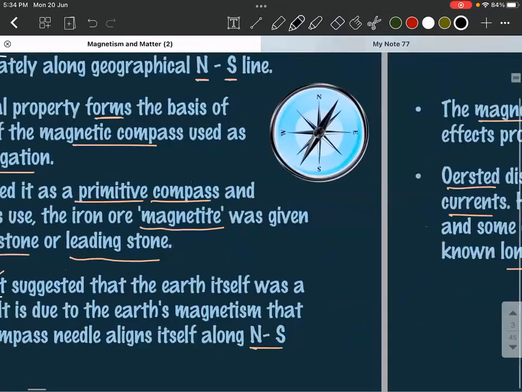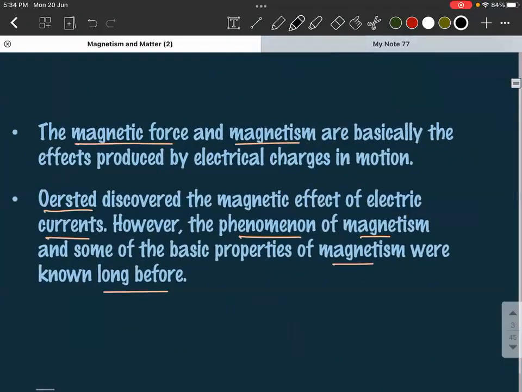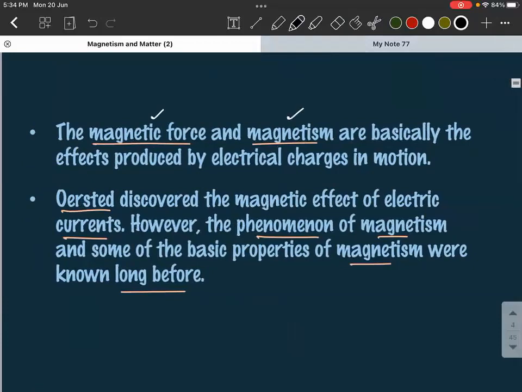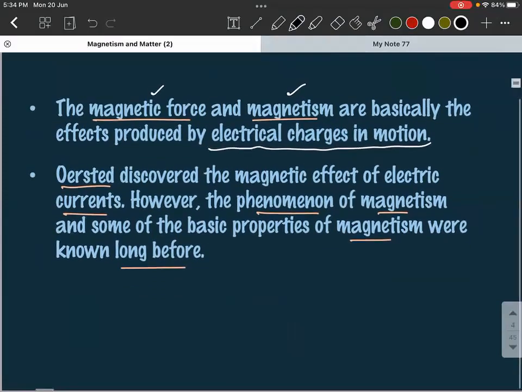Next, the magnetic force and magnetism are generally produced due to whom? Due to electrical charges in motion. That was our first topic, I told you. So wherever you see magnetism, you need to make a note that materials which have electrons in motion will always exhibit magnetism.